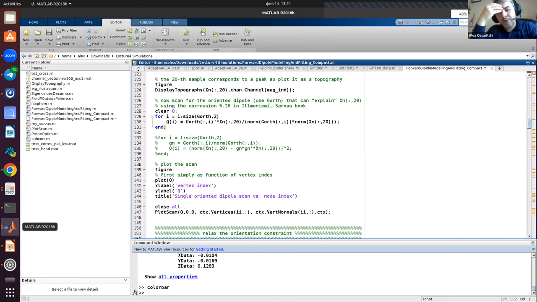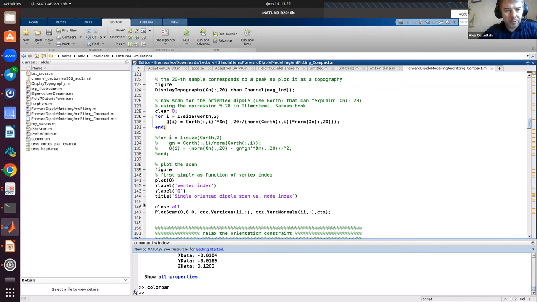Therefore, we want to represent our source using some more complicated model, so that we are not going to use a fixed orientation dipole, but at each location we will say that our source can have arbitrary orientation, can point in an arbitrary direction. We want to find the direction which maximizes the similarity with the data. To do that, we need to go over some more mathematics here, and I will share the screen again.